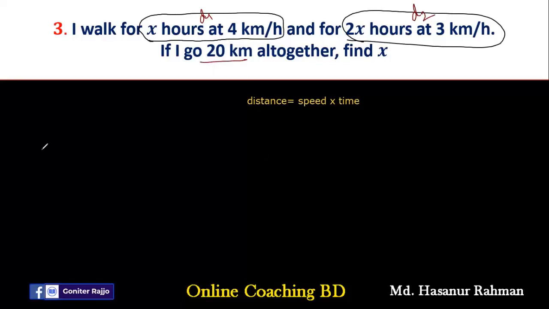So how can we write? At first, we will write distance equal to speed into time. Now, d1. d1 means the first formula: x hours at 4 km per hour. So 4 multiplied by x.